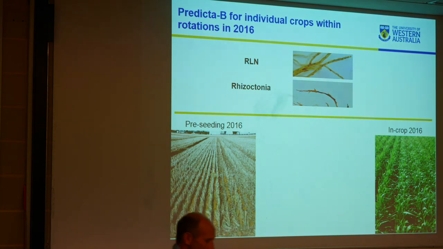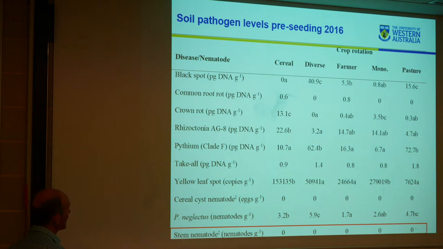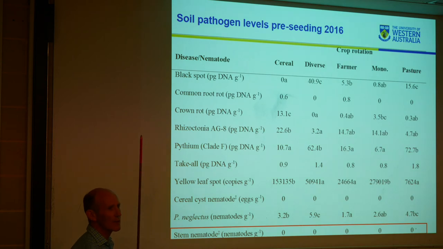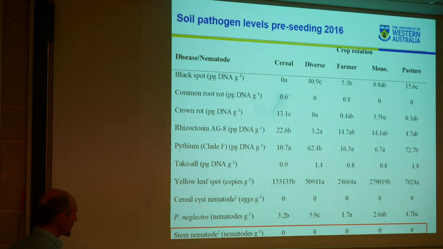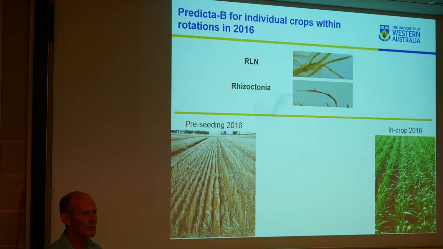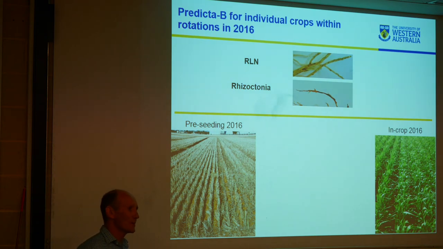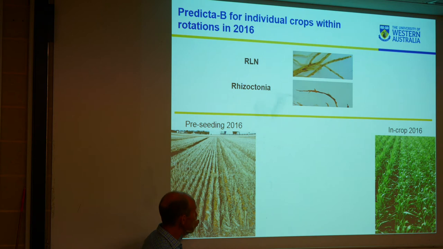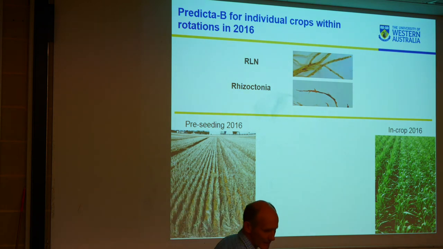Okay, so these results I was showing here, we're just looking at the overall rotations. What I'd like to do now is focus on two of the diseases, probably our main diseases, root lesion nematode and rhizoctonia. Let's look within those rotations at the individual crops and see which crops are building up and which crops are not building up there. And I'll present preceding analysis results and also in-crop results.